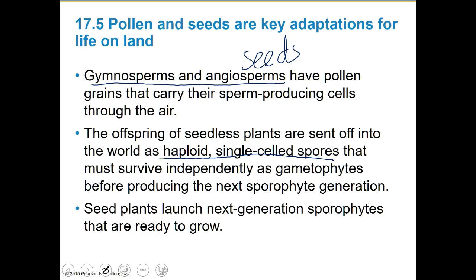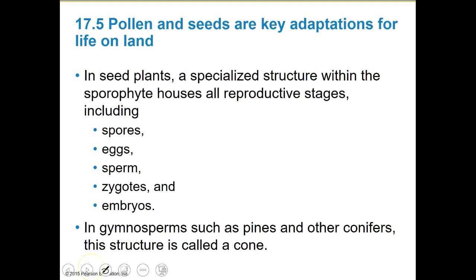So a lot of things happening here. Seed plants launch next generation sporophytes that are ready to grow. It looks crazy. But here's the thing. There are specialized structures within sporophytes that house the reproductive stages. We've got spores, eggs, sperm, zygotes, and embryos. We'll look at them. In gymnosperms, such as pines and other conifers, that structure is the cone. So the cone's the thing that houses all the reproductive stages.